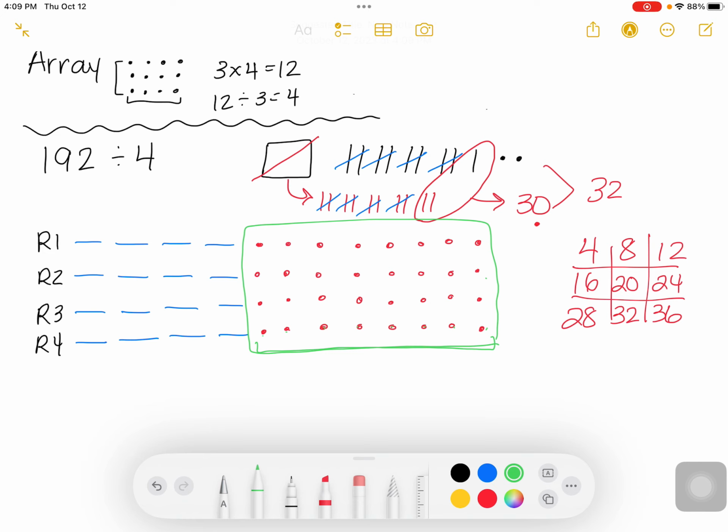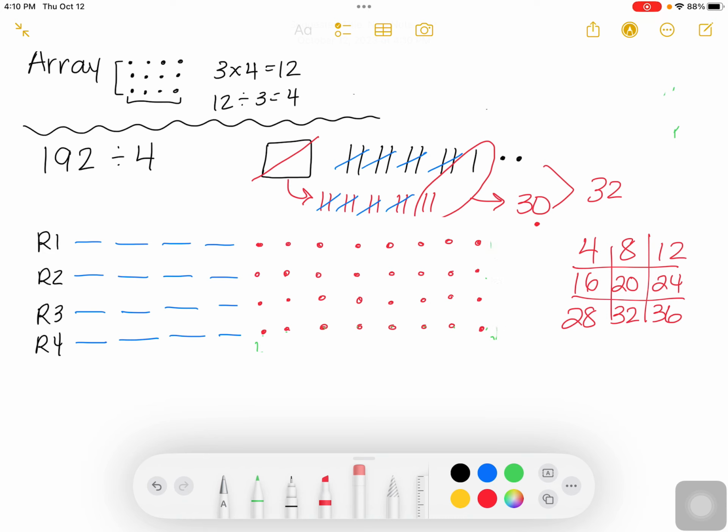This will come into play when we start with remainders, because had this actually been 194, then instead of this ending in 32 ones, I would have ended up with 34 ones. And since that number isn't a multiple of 4, they would have these last 2 that don't have anywhere to go, and that's where we'll introduce the concept of a remainder.